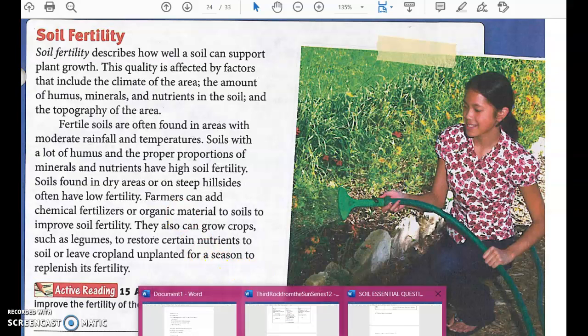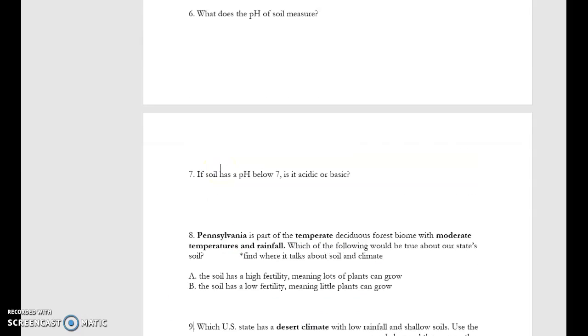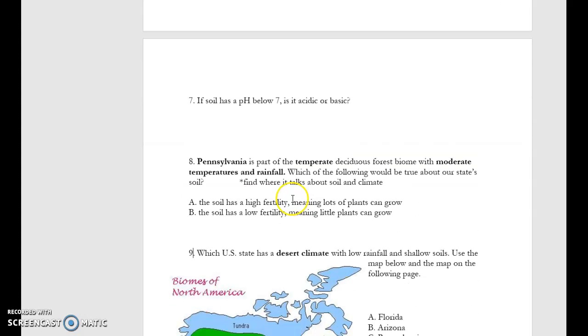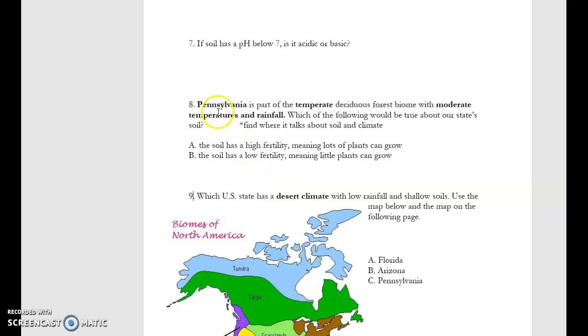So let's go back to our remaining questions. We can answer that question. Number 8 says Pennsylvania is part of the temperate deciduous forest. So it's temperate, has moderate temperatures and rainfall. Which of the following would be true? So does Pennsylvania have a high fertility, meaning a lot of plants can grow here? Does it have a low fertility? So please look back if you need to do so.